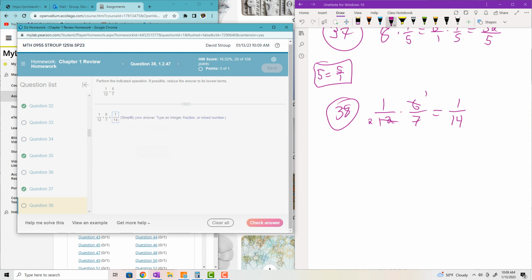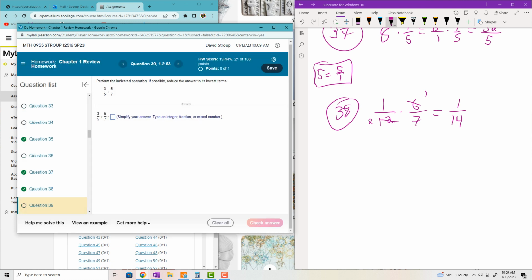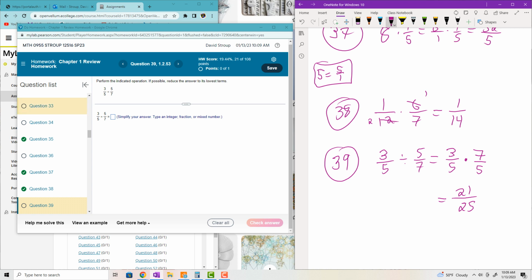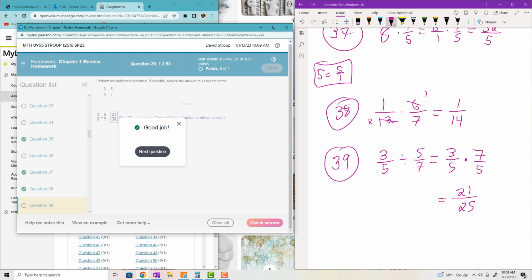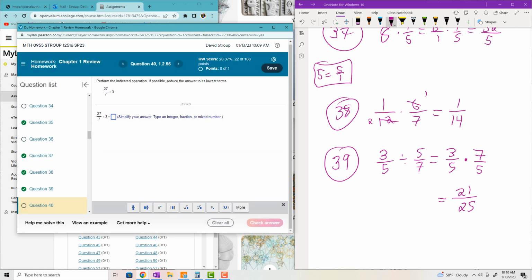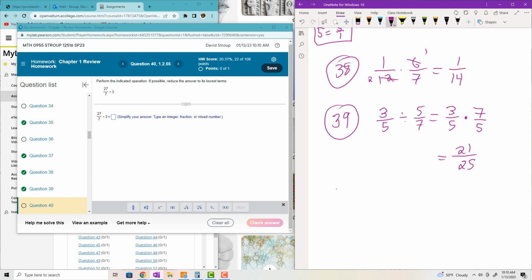Okay, let's move on to the next one. Division is the same as multiplication by a reciprocal. So to do division, you have 3/5 divided by 5/7. You replace the division symbol with multiplication, and then take the reciprocal. In other words, flip the second fraction, and then we can multiply. So 3 times 7 is 21. 5 times 5 is 25.